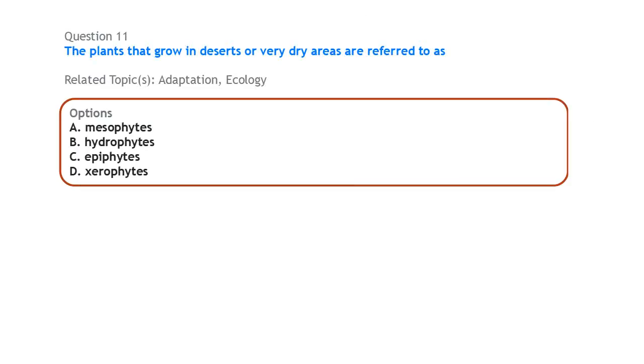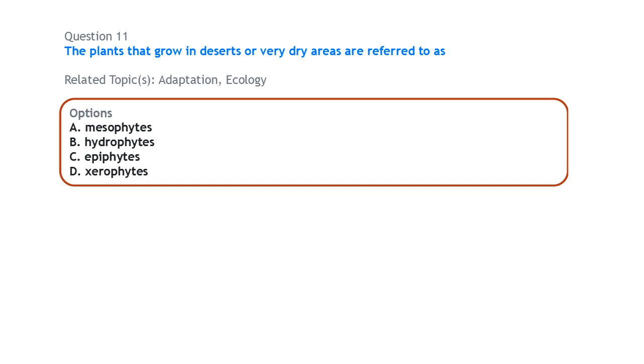So next question on adaptation and ecology. The plants that grow in deserts or very dry areas are referred to as. So plants can be classed into different categories based on the type of habitat, the type of area in which they grow. So plants that grow in dry or desert areas are called xerophytes. Plants like cactus are xerophytes. These plants do not require too much water for germination and for their metabolism.